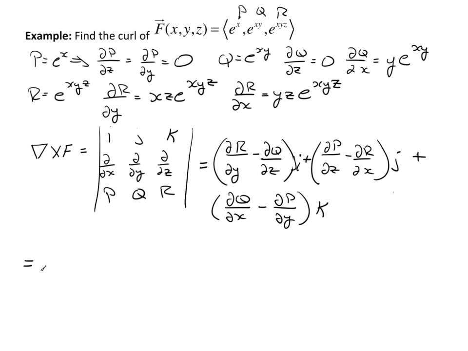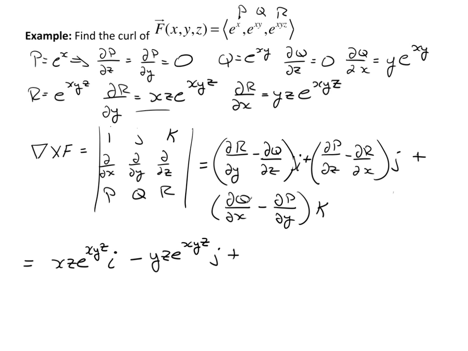So now I need to put it all together. So this is going to be equal to, let's see, the partial of R with respect to y is right there. So this would be xz e raised to the xyz minus the partial of Q with respect to z. Well, Q with respect to z is 0, so I'm not even going to bother writing that in there. And then I'm going to have plus the partial of P with respect to z, but that was also 0, if I recall correctly. Yep, there it is. P with respect to z is a 0. So that gives me a minus R with respect to x. And the partial of R with respect to x is right here. That's yz e to the xyz, j.